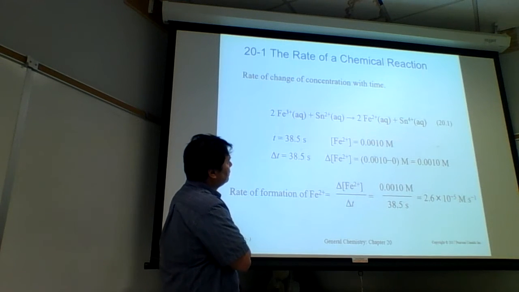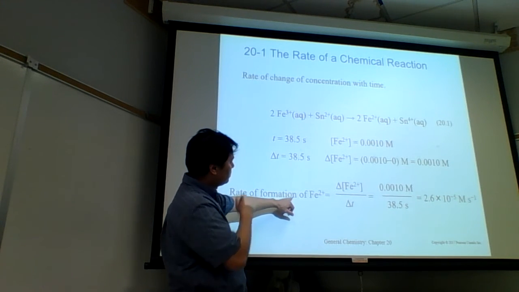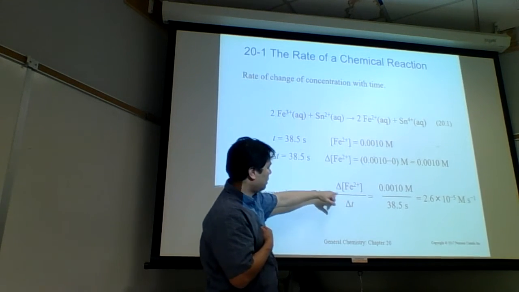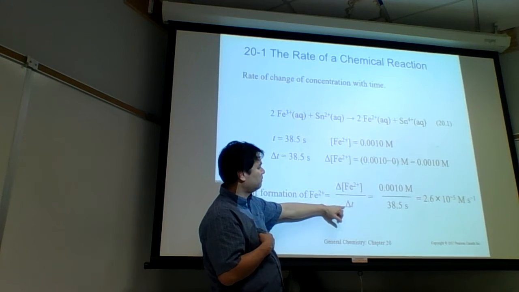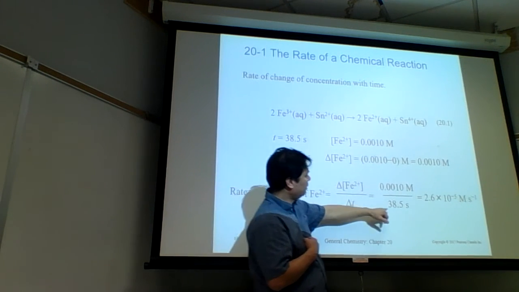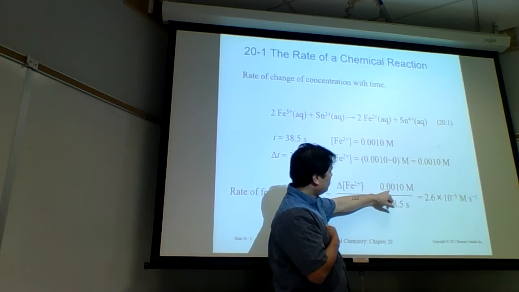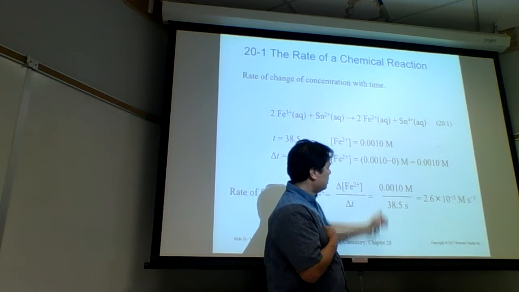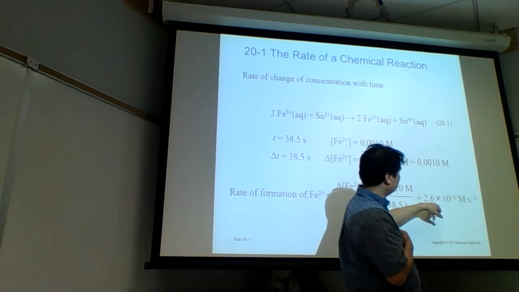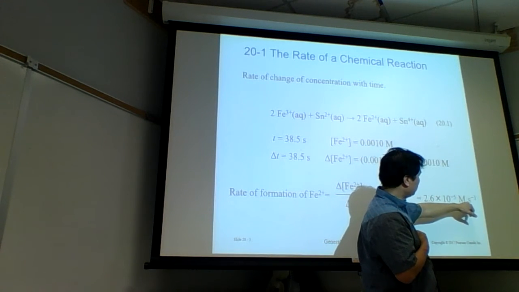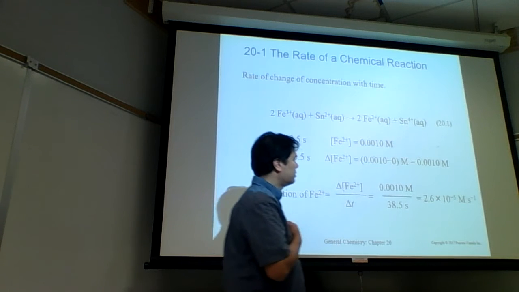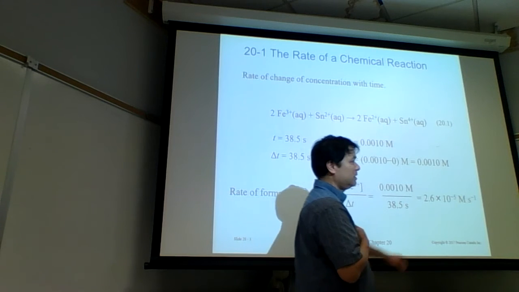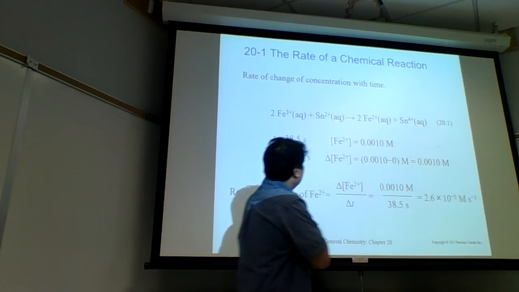So the rate, rates are always positive. If we're looking at the rate of formation of iron 2, iron 2 is a product here. We're looking at the change in the iron 2 concentration over time. In this case, over a 38.5 second interval, 0.0010 moles per liter were produced. And so the rate is going to be 2.6 times 10⁻⁵ molar per second. Rates are going to have the units molar per time, and the time could be seconds, minutes, whatever.